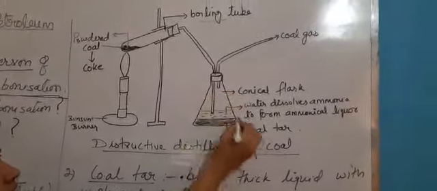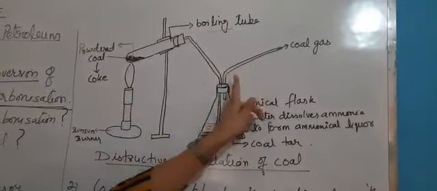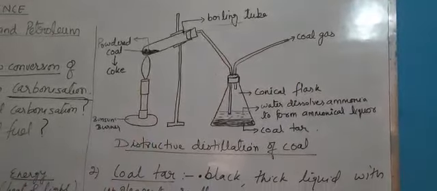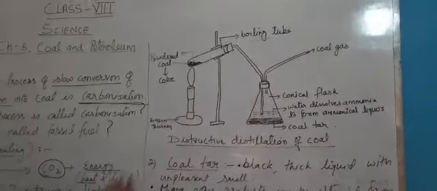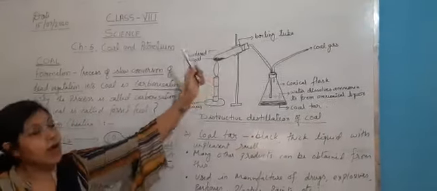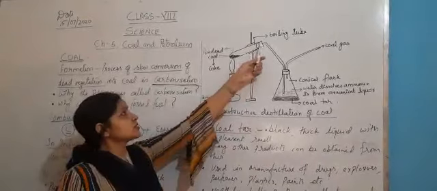This is the conical flask. Another tube you can see is coming out from the conical flask. Okay. So now how is the process done? This coal which is present in the boiling tube is heated in the absence of air. You can see that here the nozzle is closed.